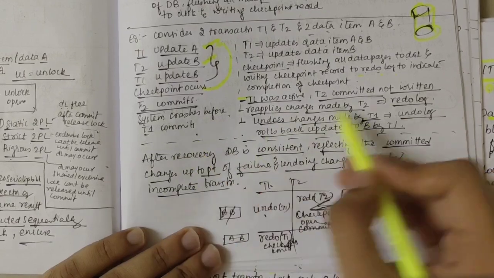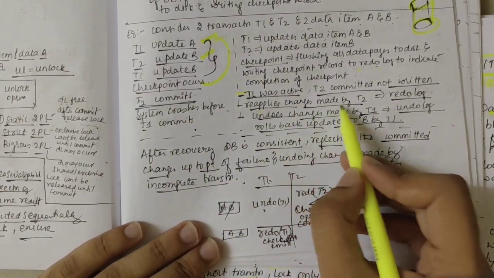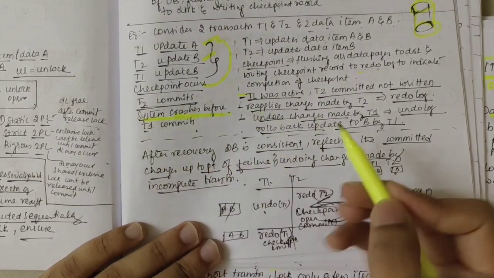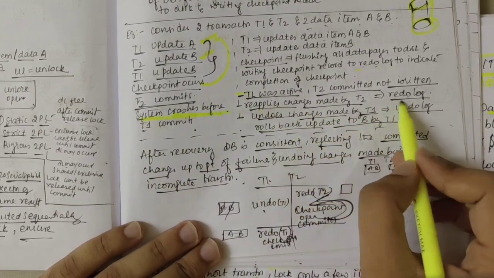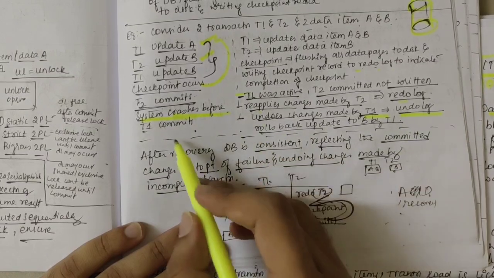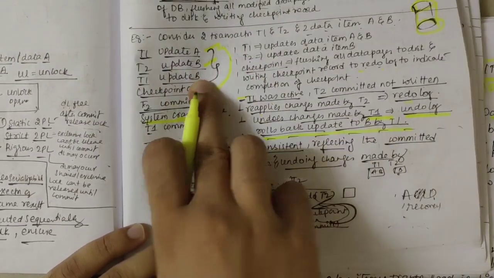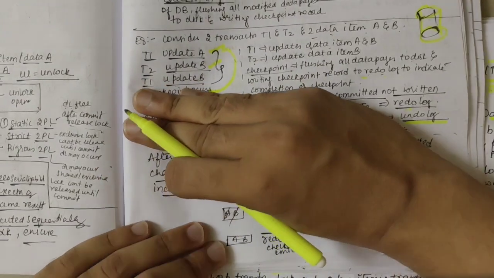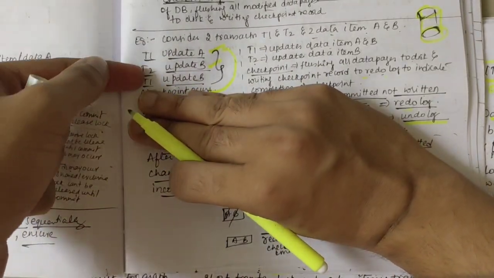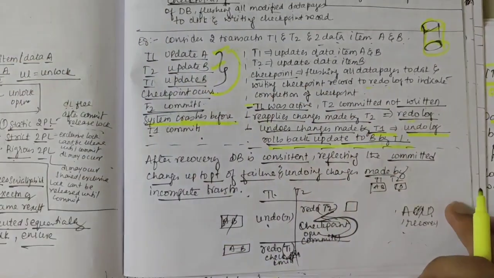Now T1 was active, T2 is committed, but not written. The system reapplies changes made by T2, because the system crash occurred here. So it reapplies changes made by T2, that is the redo log, and undoes changes made by T1, that is the undo log, and then rolls back the update to B by T1. It goes back to here. So in case the crash occurs here, this much data would be stored in the disk by the save point. That's what the ARIES algorithm speaks about.